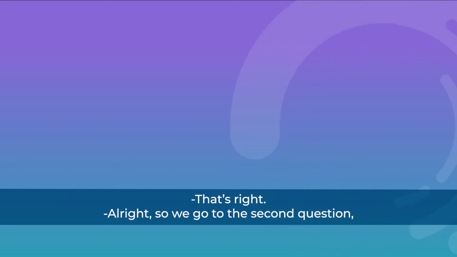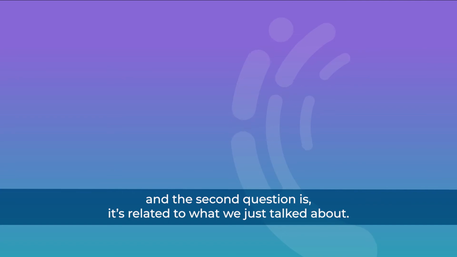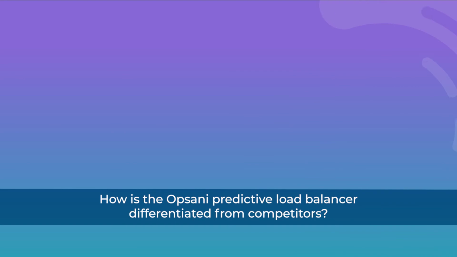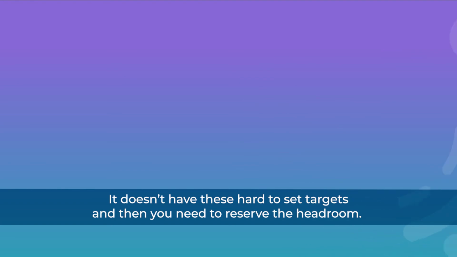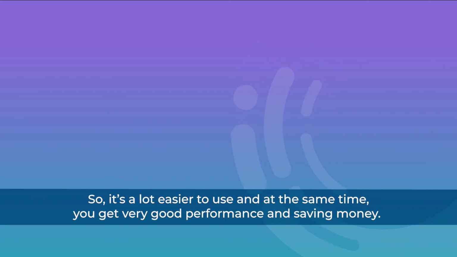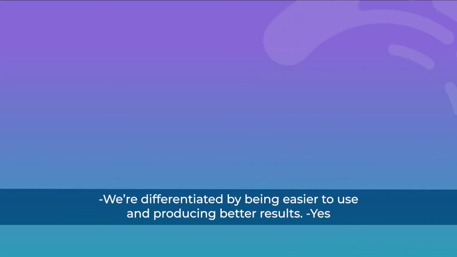That's right. All right, so we go to the second question, which is related to what we just talked about. How is the Opsani predictive load balancer differentiated from competitors? Our predictive load balancer doesn't have these hard-to-set targets, and you don't need to reserve the headroom. So it's a lot easier to use, and at the same time, you get very good performance and save money. So we're differentiated by being easier to use and producing better results.